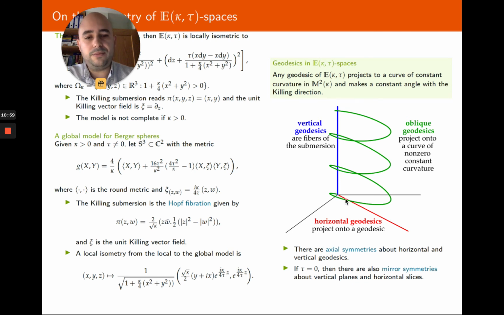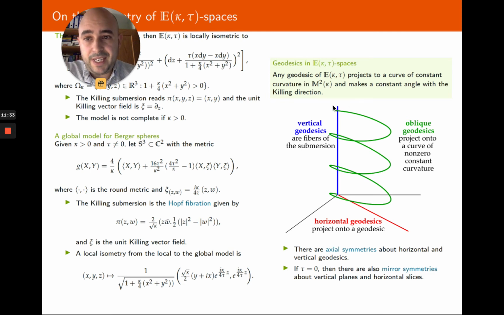Also, I will have horizontal geodesics that project into a curve of constant zero curvature of the base, that is, a geodesic of the base surface, M2 kappa. And then we have the geodesics that are neither vertical nor horizontal. I will call them oblique geodesics, and they project onto a curve of non-zero constant curvature of the base. So I have some kind of tilted helices in this picture.